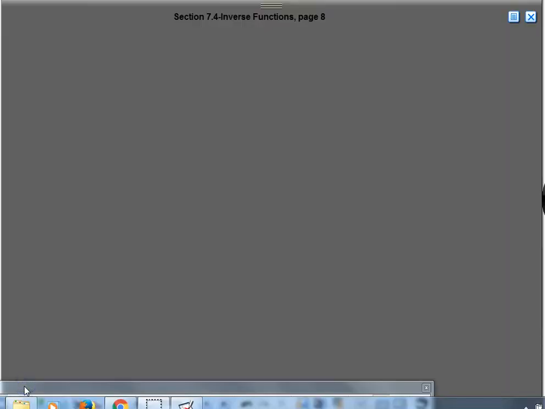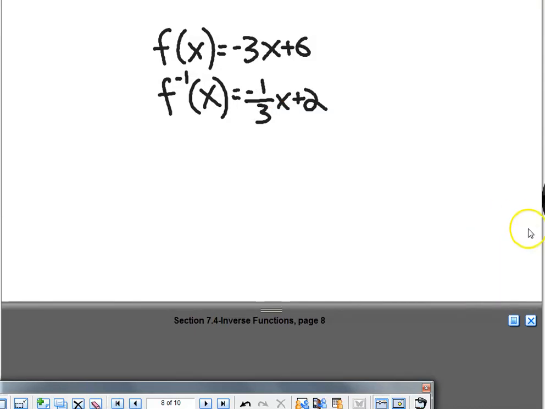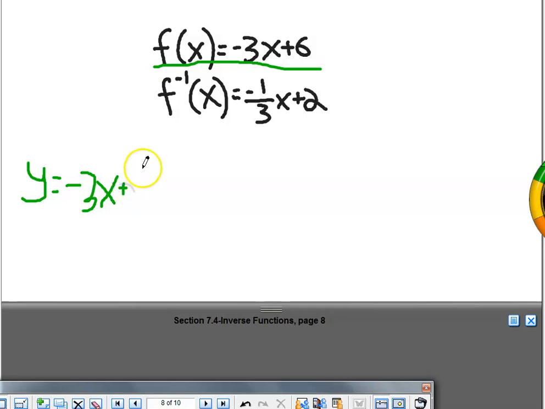Now, if you're like, Mr. Faust, that seems terrible. How do I verify two things are inverses, and I don't want to do composition of functions? Well, let's go back to our original rule here. Pick one of these. It doesn't matter which one. I'm going to go with the top one. Why? Because I picked this top function. Now, as you recall, f of x is the same thing as saying y. So I have y equals negative 3x plus 6.